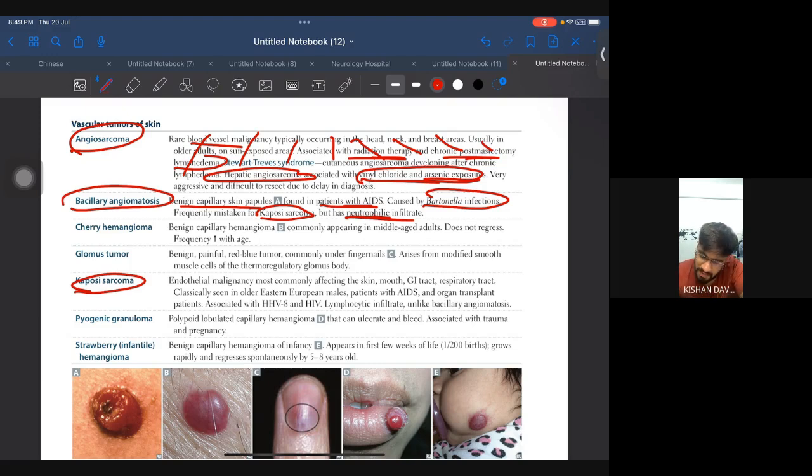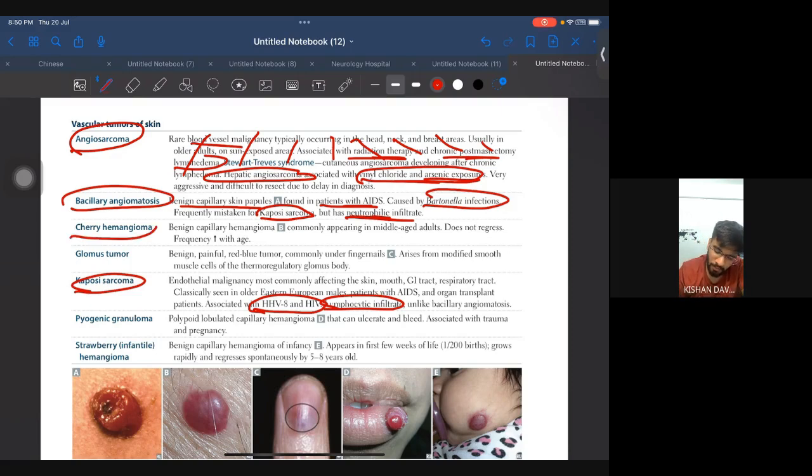What is the difference over here is there will be lymphocytic infiltrate, and it will be associated with HHV8 and HIV. Okay, HHV8, so this is what you need to remember. Bacillary angiomatosis is a bacteria, so of course it is going to be neutrophil. Kaposi sarcoma occurs with viral infection, so of course it is going to be lymphocyte. Just make sure you know the difference.